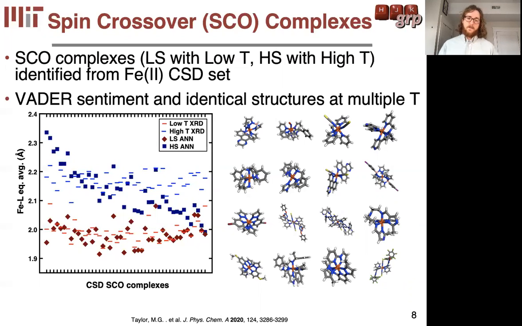And we see in the figure on the left that there's actually fairly good prediction, especially for the low spin state compared to the low temperature XRD. And these are all iron nitrogen complexes.